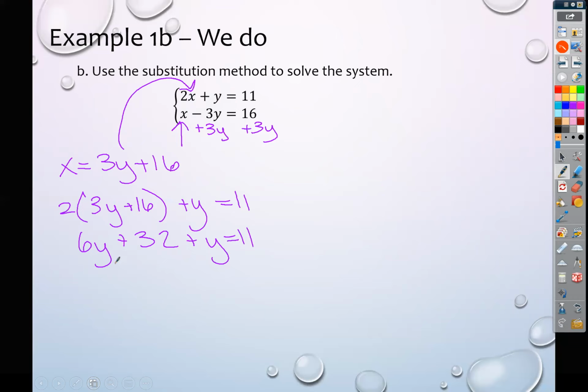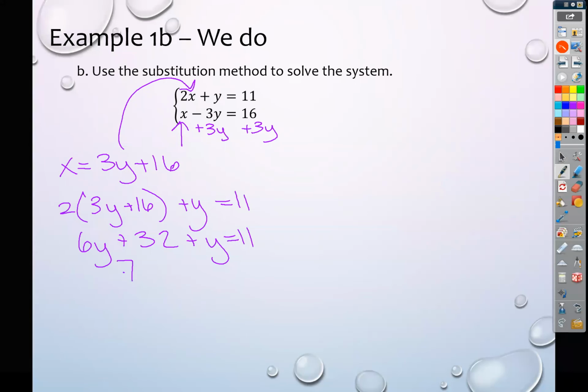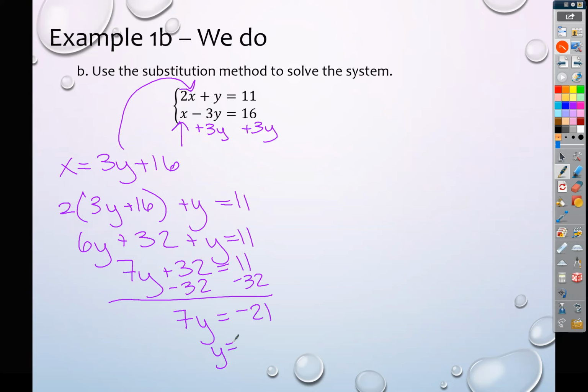So I'm going to get 7y plus 32 equals 11. I'm going to subtract 32 from both sides. I get 7y equals negative 21, so y equals negative 3.